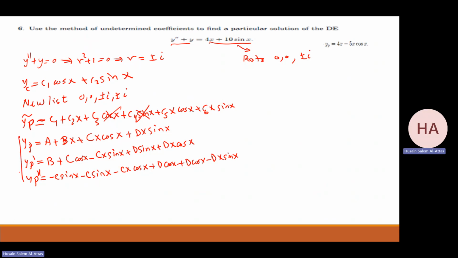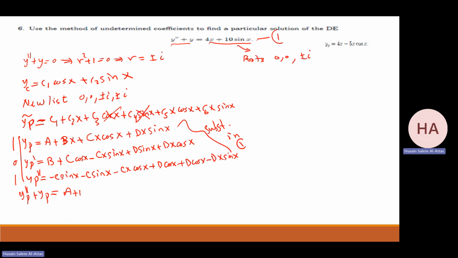I need this is 1, this is 0, this is 1. So I need to substitute this in the equation. And this is 1. Okay, what will you get? Let me do it. The constant will be A, so I have YP double prime plus YP. That's what I need.